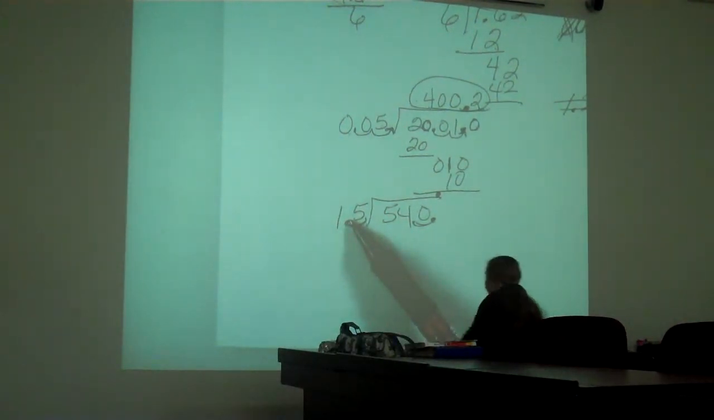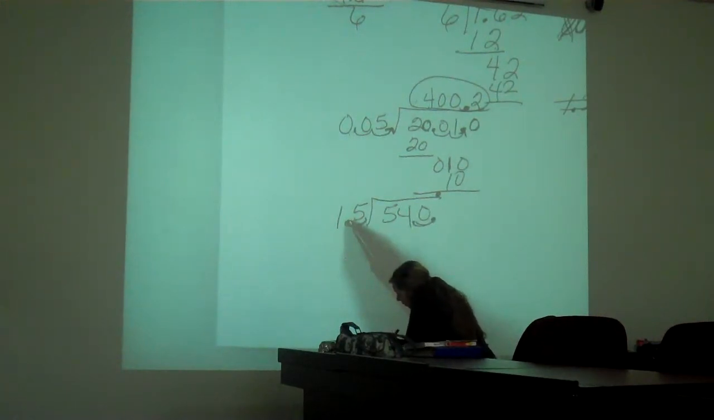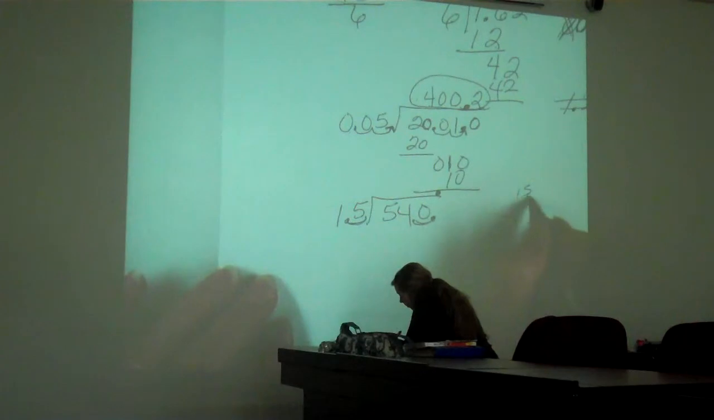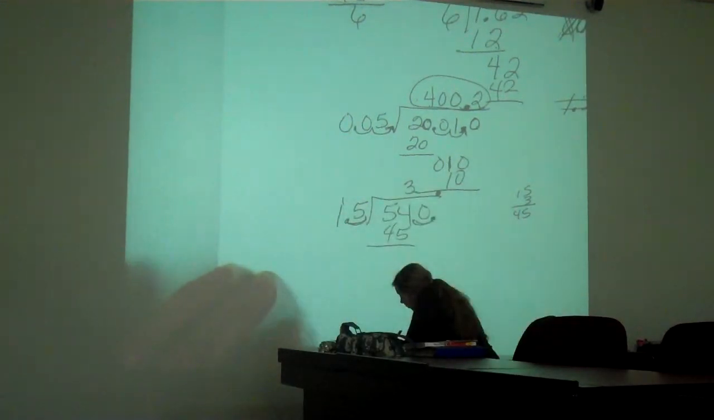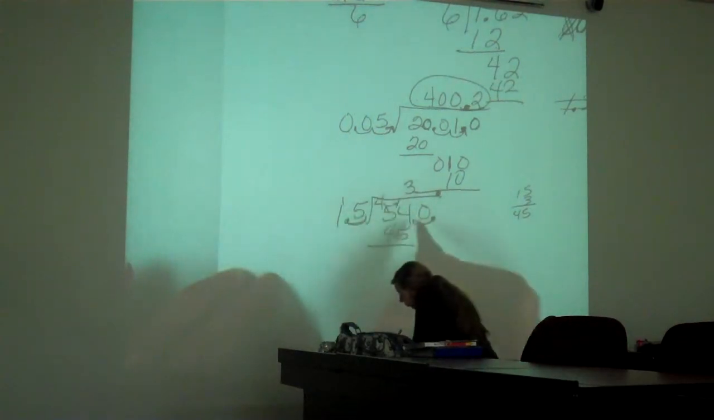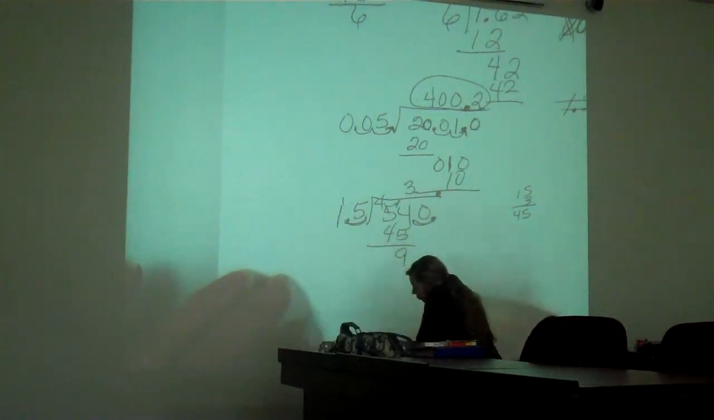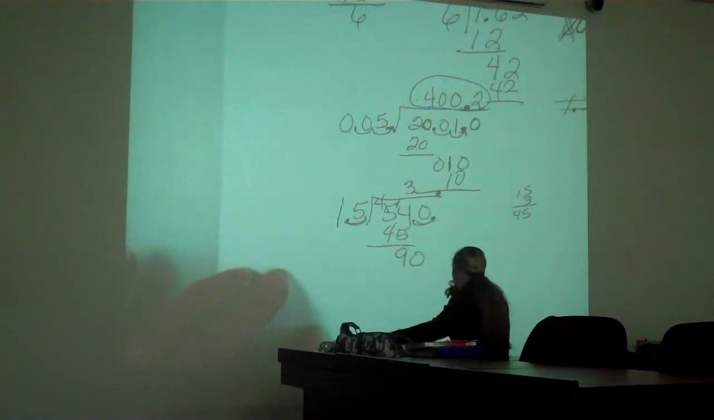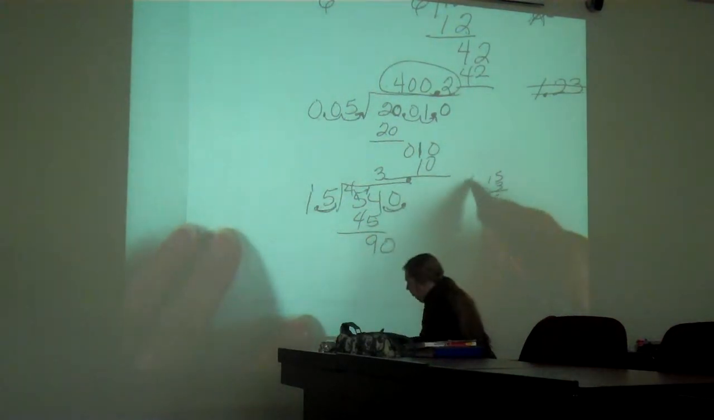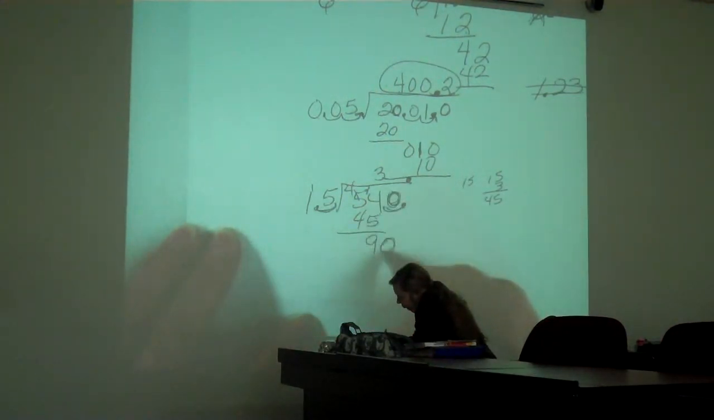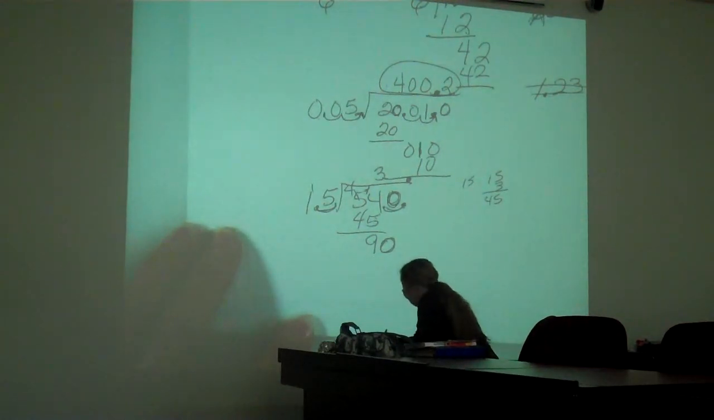15 is going into 54. It can't go into 5, so it's going into 54. 2 times 15 is 30. 3 times 15 is 45. So we're going to do 3 times 5, 3 can carry. Okay, we got 45. We need to borrow. 14 minus 5, 9. Okay, 15 into 90. So don't worry about bringing down the 0, right? Yes, you do bring down a 0. Okay. I'm blind today.